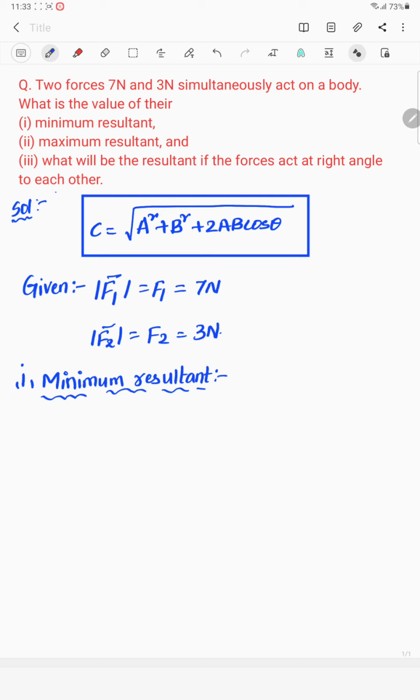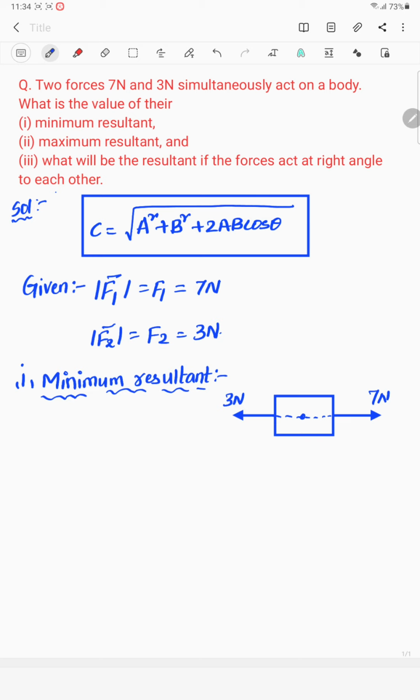Let us observe this diagram. Let me assume this is a mass m. There are two forces acting on either side in this way. Let us assume we have 7 newtons towards the right side, and this is 3 newtons towards the left side. They are being applied on a particle, that is, the mass m.